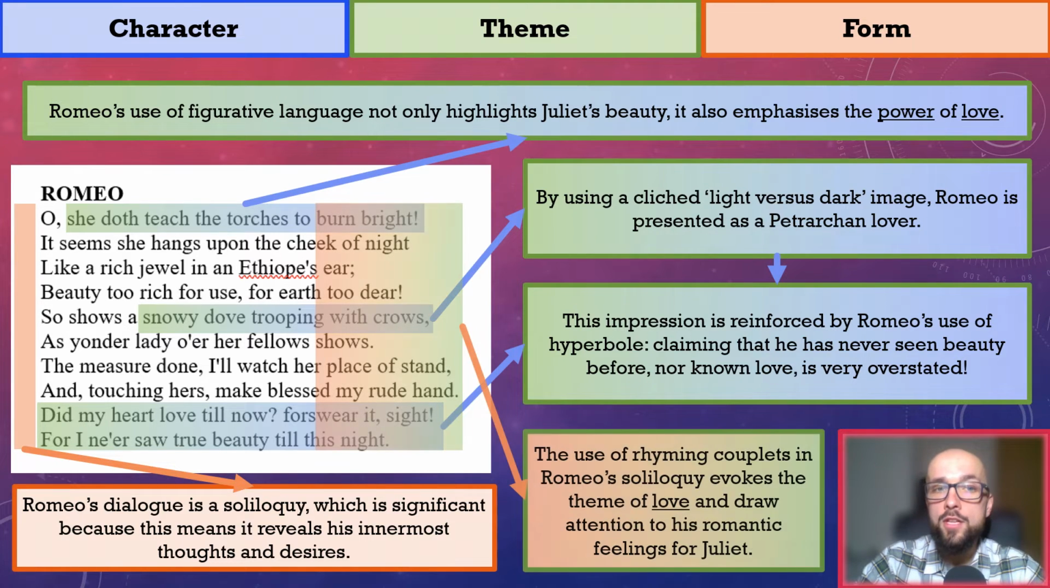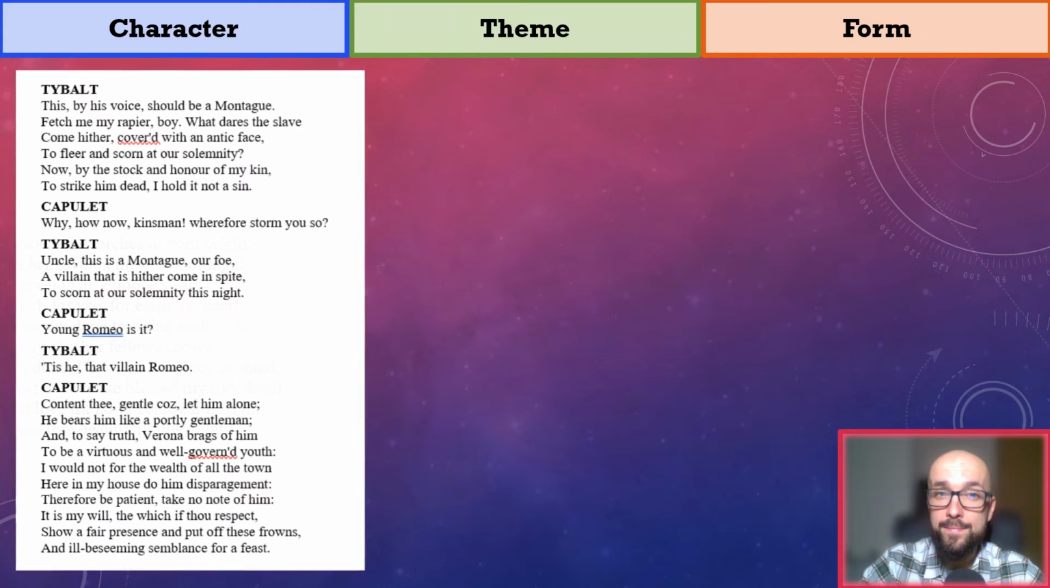And last, the use of rhyming couplets throughout this soliloquy, and you will have to excuse my rather sloppy highlighting, evokes the theme of love and once again draws attention to Romeo's romantic feelings for Juliet, given that rhyming couplets are traditionally associated with love poetry.